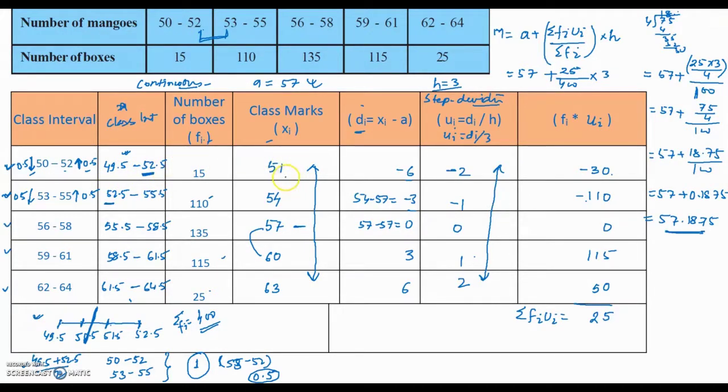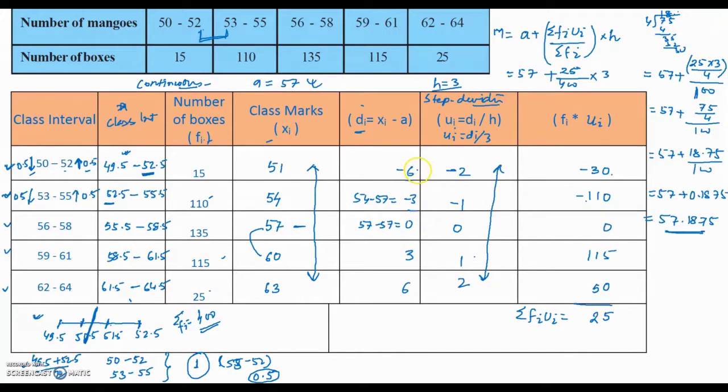Since the class mark is the midpoint, just mentally visualize how the number line will show these numbers, 49.5 to 52.5. You will see the midpoint will be somewhere in the middle. The value will be 51. Similarly, you found all the midpoints here. You took 57 as the assumed mean, and then you subtracted the assumed mean from all the class marks. You got the numbers as -6, -3, 0, 3, 6.